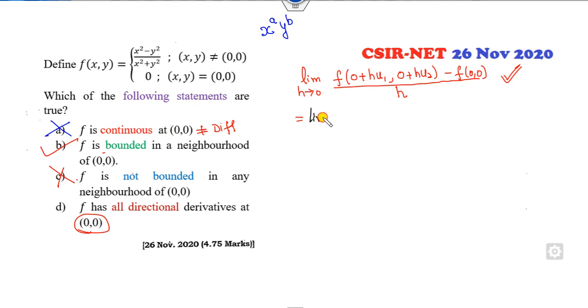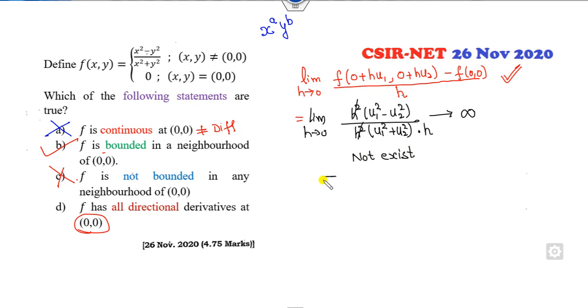Okay, so what is that? Limit h approaches 0, if I substitute here, h square will be common, u1 square minus u2 square, f of (0, 0) is 0, divided by h square common, u1 square plus u2 square into h will be here. So what is the limit of this? As h approaches 0, it will go to infinity. So what does it mean? The limit does not exist. If the limit does not exist, it means the directional derivative does not exist. So the option that the function has all the directional derivatives is the wrong option. The right option is only B, that is my right answer.